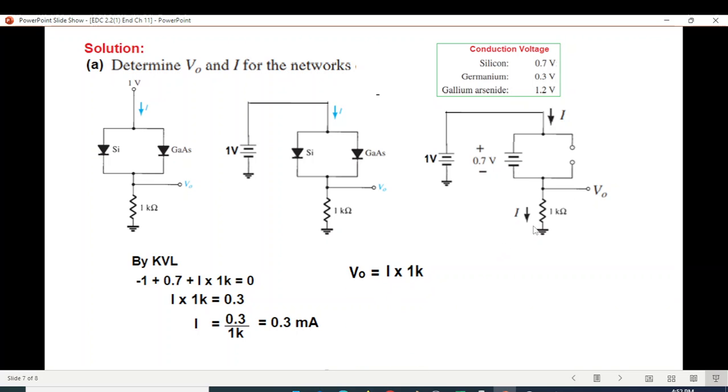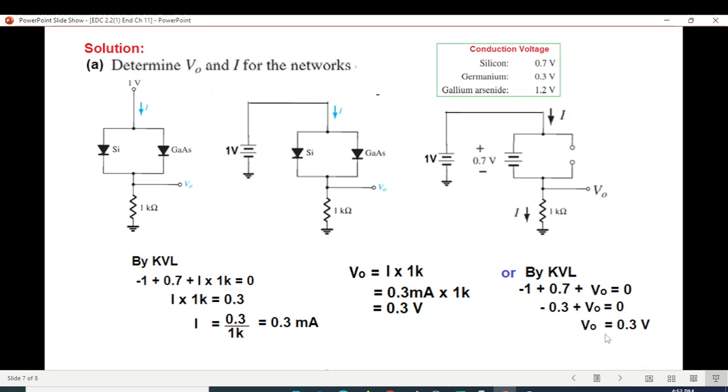Voltage is I into 1K. So 0.3 volt, or by the KVL, minus 1, plus 0.7, plus V naught. So V naught is 0.3 volt. And this is the answer given at the end of the book.